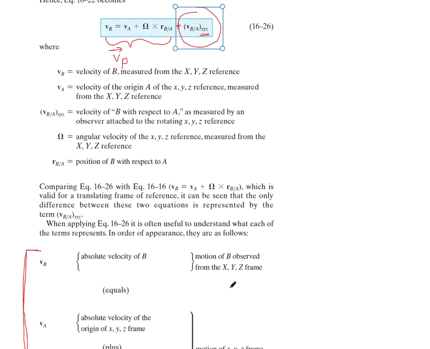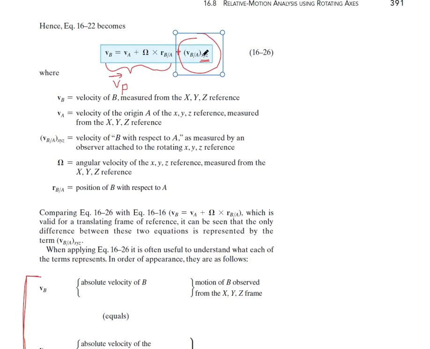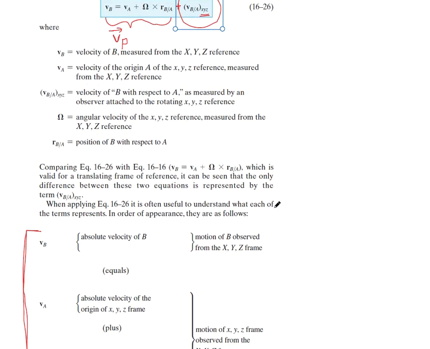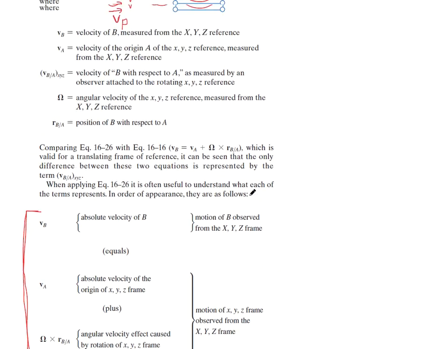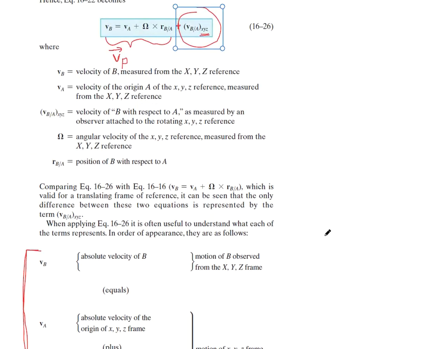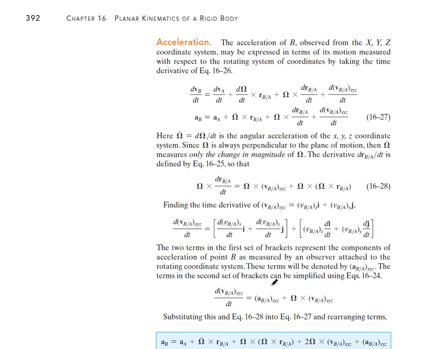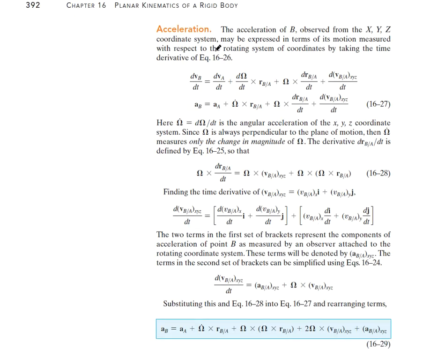Because if we have no relative motion of B in the moving frame, then this becomes zero, and we're going back to the relative velocity using translating axis. For acceleration, we need to take the time derivative of the velocity equation, and this is explained here.